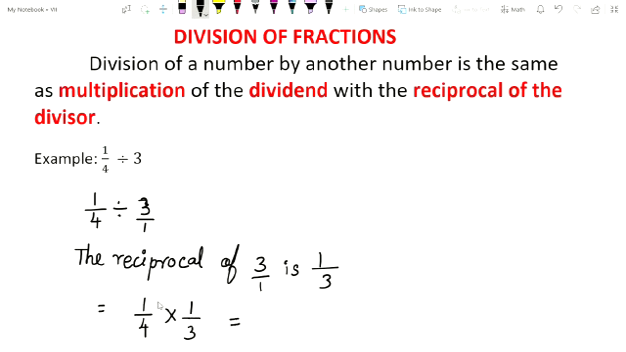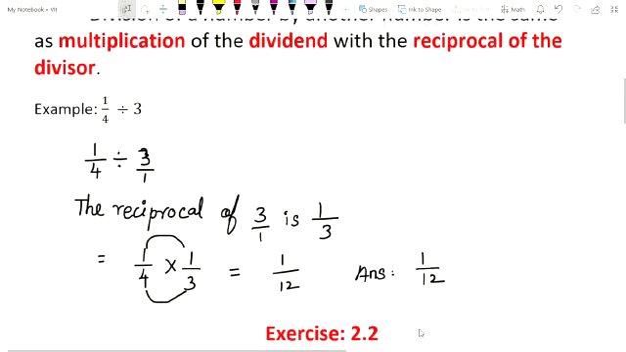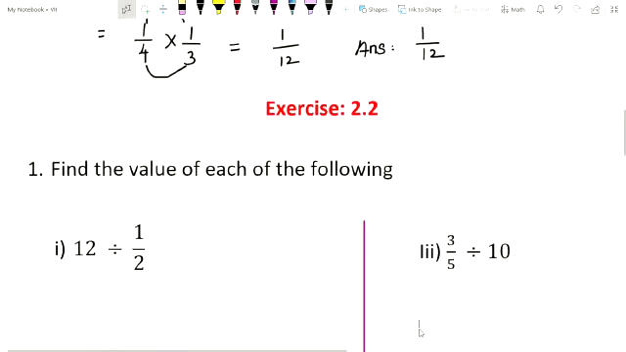Okay, now you multiply the numerator with the numerator, denominator with the denominator. So 1 into 1 is 1, 4 threes are 12. So what is the answer, children? 1 by 12. You understand, children, how to divide this number? Okay, see the exercise, Exercise 2.2.